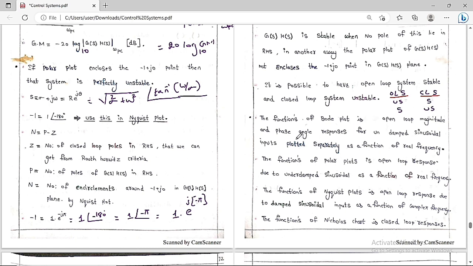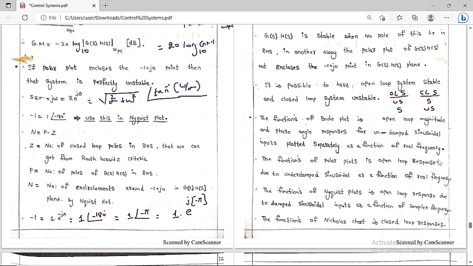The next point is, the function of the Bode plot is open loop magnitude and phase angle responses for undamped sinusoidal inputs plotted separately as a function of real frequency. Undamped means that the oscillations are going to be present all the time.